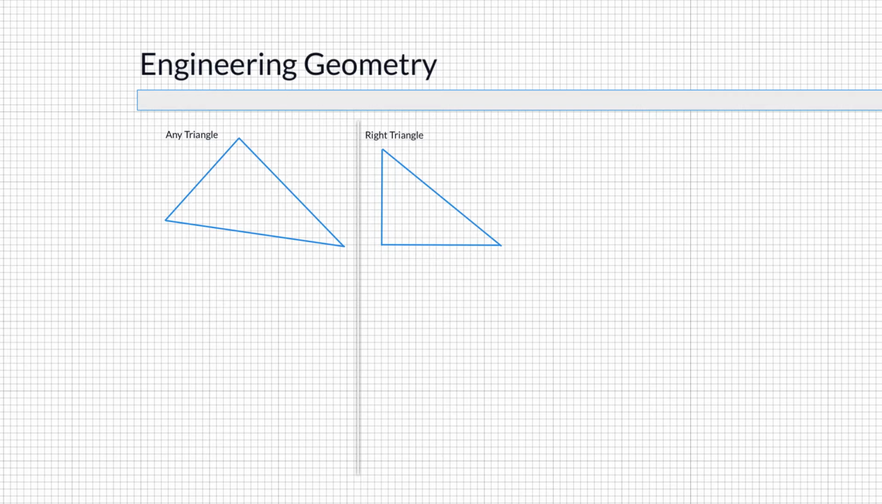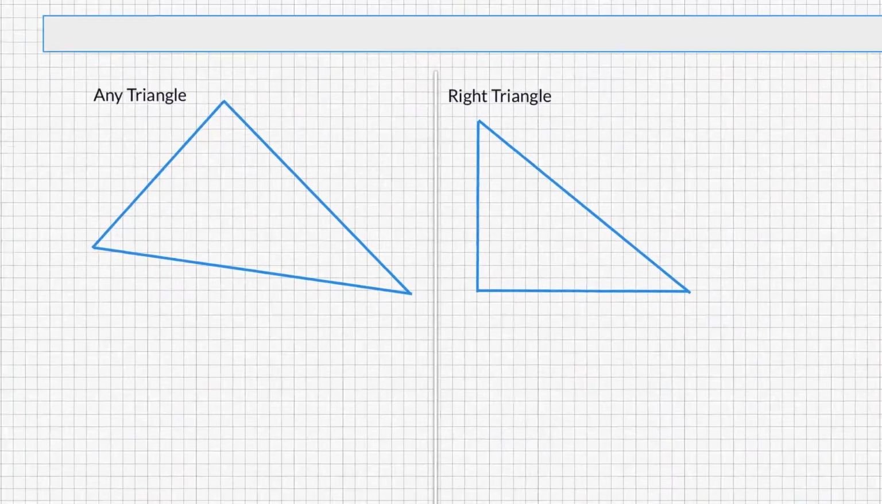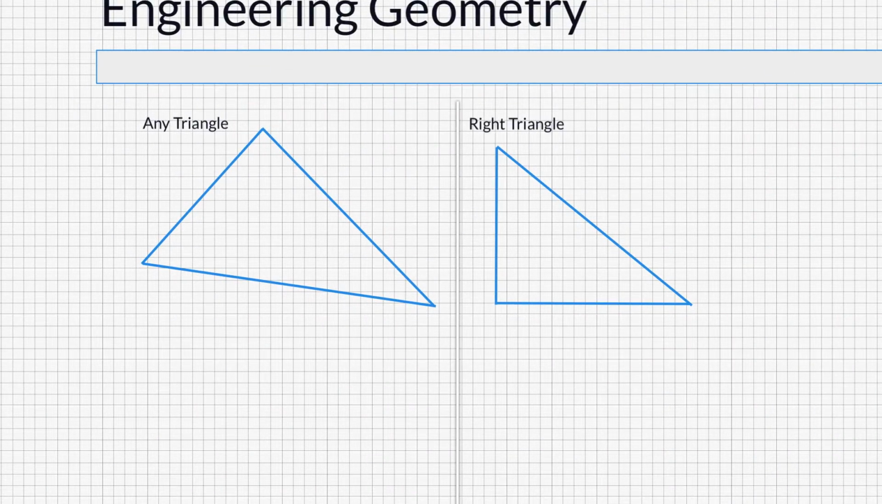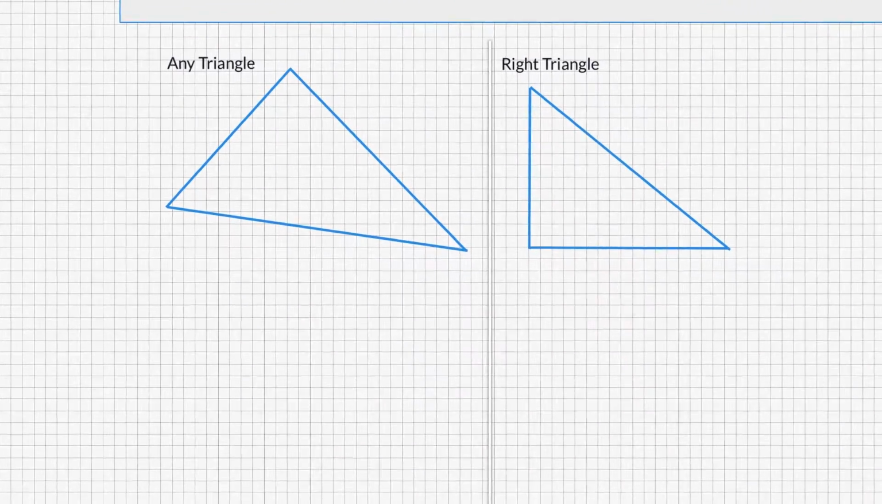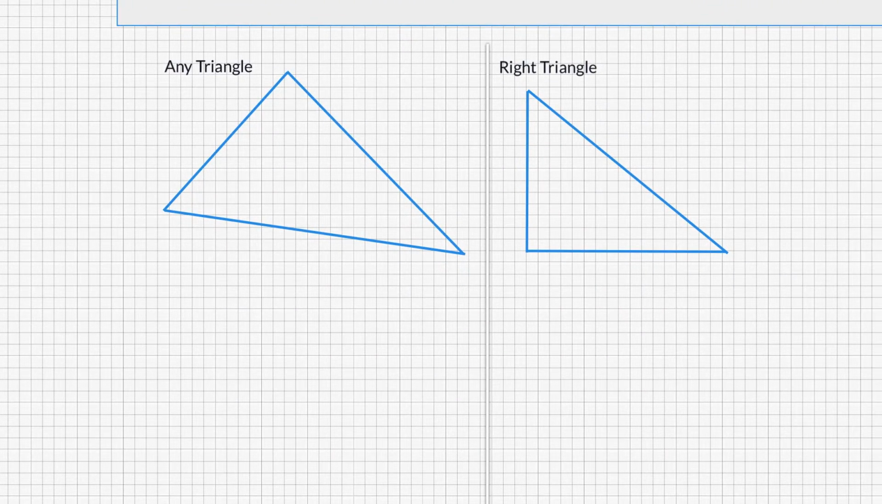With respect to these triangles, we want to think about angles and sides, and inevitably we always want to find different angles and different sides. The right triangle is just a special case of the any triangle, so anything you can apply to any triangle, you can apply to the right triangle. So we're going to start with thinking about the angles.